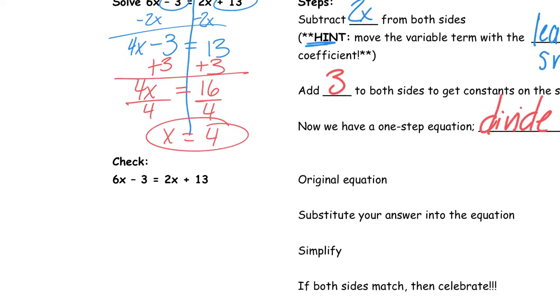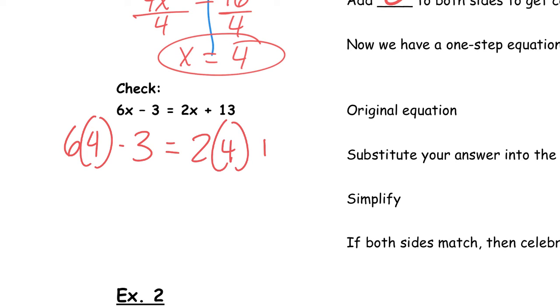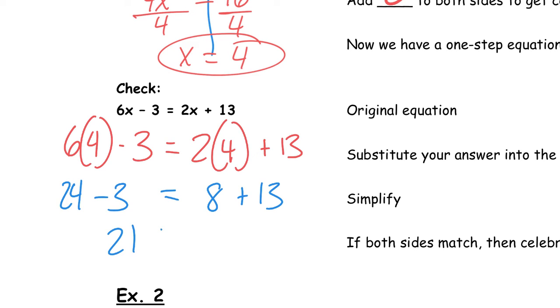So we're saying x equals 4, okay? So we're gonna substitute our answer in for x. So we have 6 times 4 minus 3 on this side of the equation. I have 2 times 4 plus 13 on this side of the equation. So now these sides need to equal each other. Well, 6 times 4 is 24. Then minus 3. I have 2 times 4 is 8, then plus 13. 24 minus 3, I get 21. 8 plus 13, I get 21.